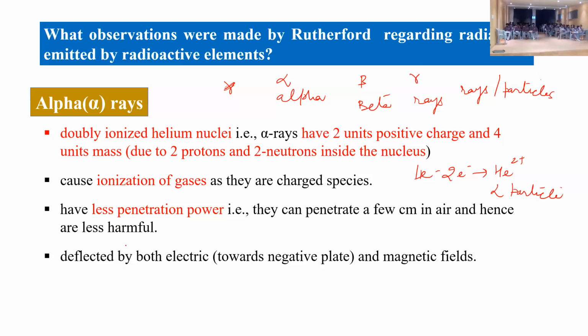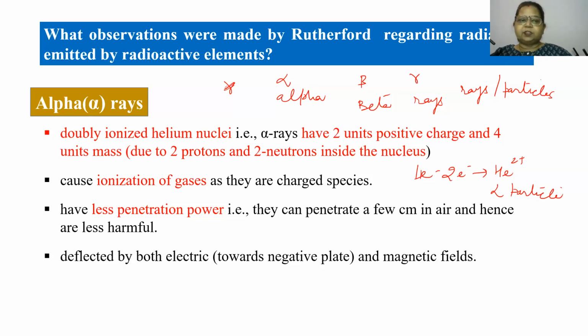They have less penetrating power as compared to beta and gamma particles, right? The reason being they are heavy. They are the nuclei of helium, right? Now, since they are positively charged, anything which is a charged species is bound to make a deflection in the electric as well as magnetic field, right? Since they are positively charged, they move towards the negative charge in an electric field.